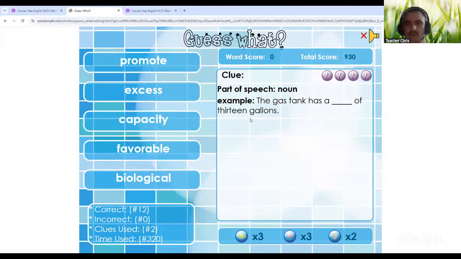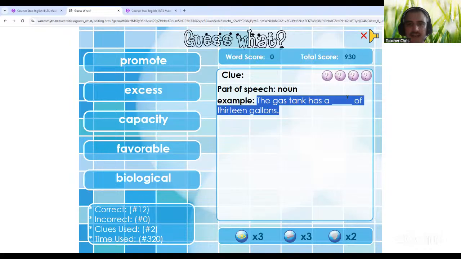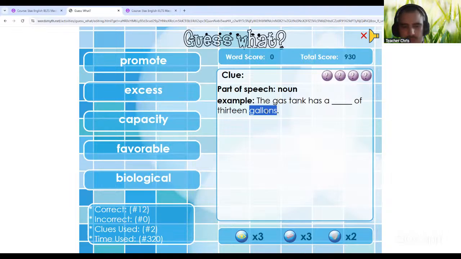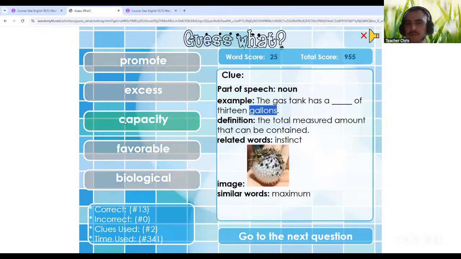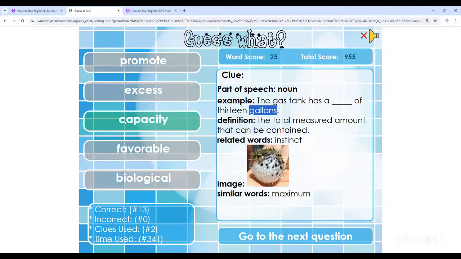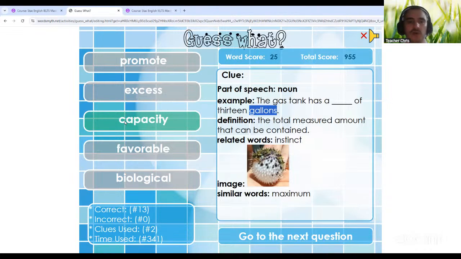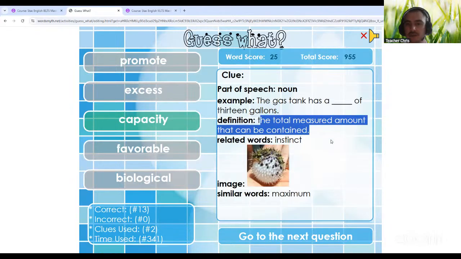Okay. Next we have a term. This is a noun again. The gas tank has a something of 13 gallons. Gallons being about, yes, 5 liters. Sorry? Did you say capacity? Yes. Capacity. Yes, the capacity is how much something can hold, or what something has the ability to do. The total amount measured that can be contained. And we can see this puffer fish is full to its maximum capacity.